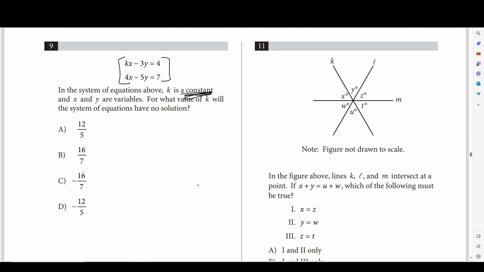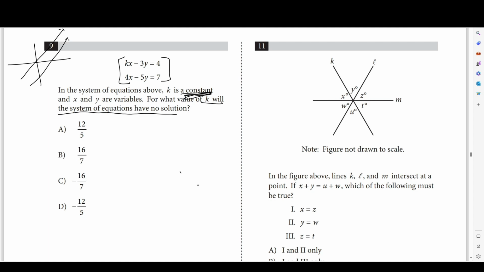Here, it's asking us, what value of k does the system of equations have no solutions? So when a system of equations has no solutions, it's often representing parallel lines, right? If a solution is a point of intersection, then to not have any solutions means it never intersects at all. And if you took geometry, you know that lines that are parallel never intersect. So for example, these 2 lines, right? They're parallel. They will never intersect. And because they have no intersection, they don't cross each other, they have no solution.